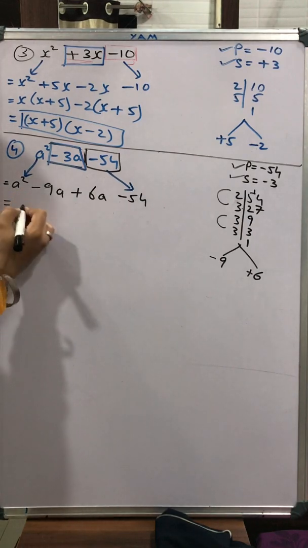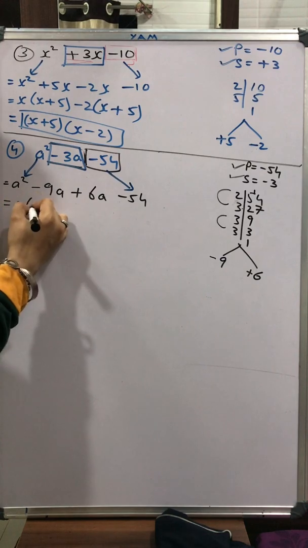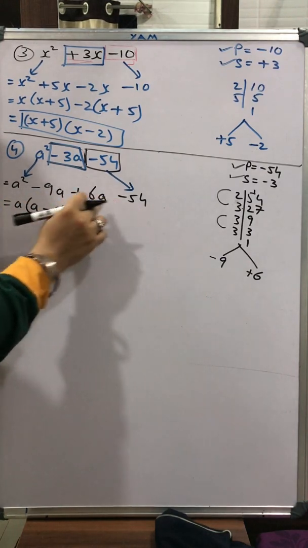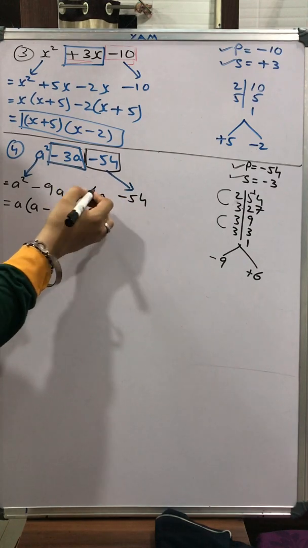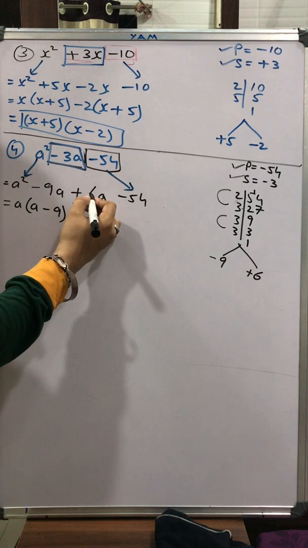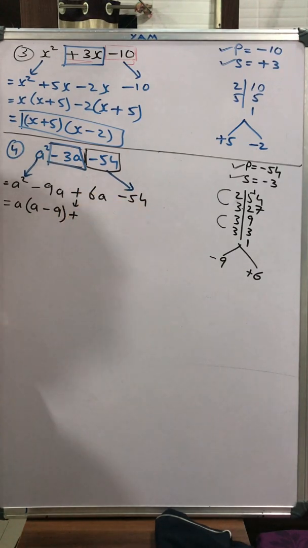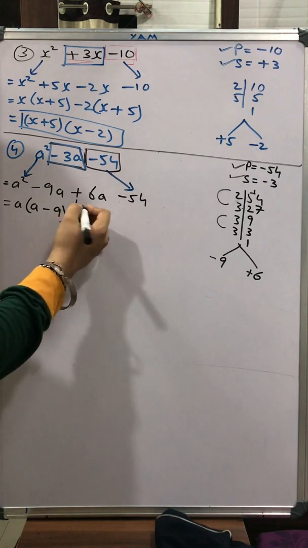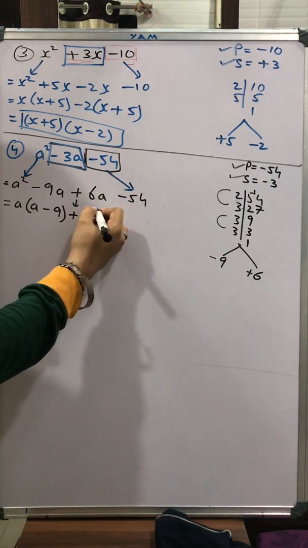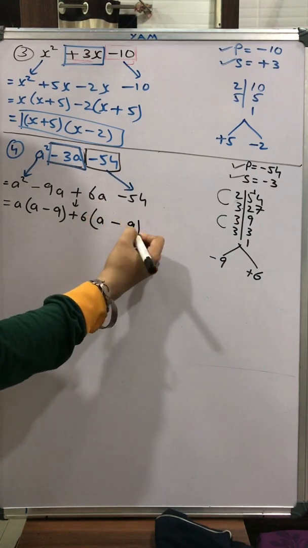Okay, now removing common from the first two terms, if I remove a common, from here a is remaining, minus 9. From these two terms, I'll remove the common and the sign should be the sign of the second last term. So I'll remove this plus common. Can I say 6 is a multiple? 6 goes in 54? Yes. 6 9s are 54. So I'll remove the entire 6 common.